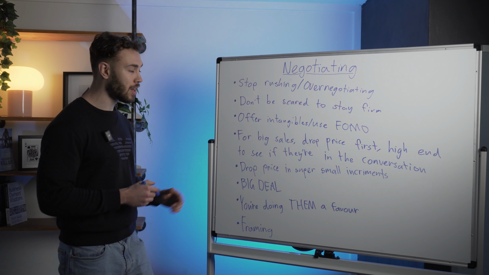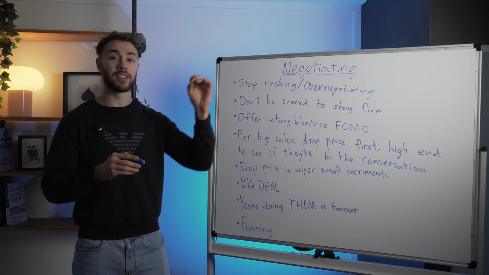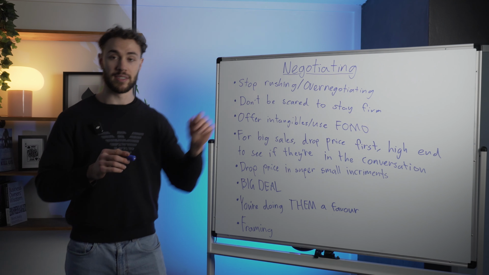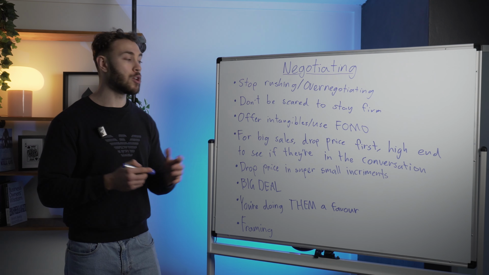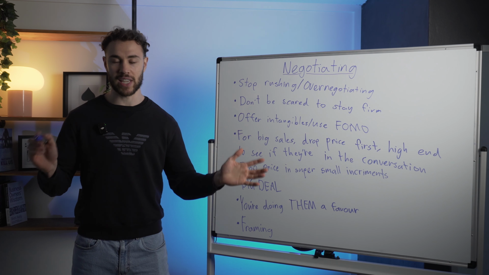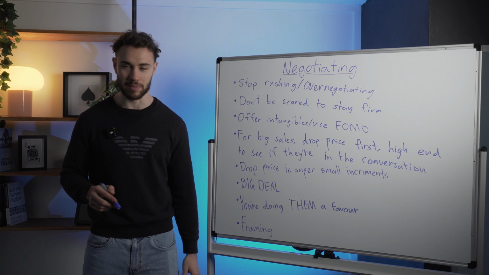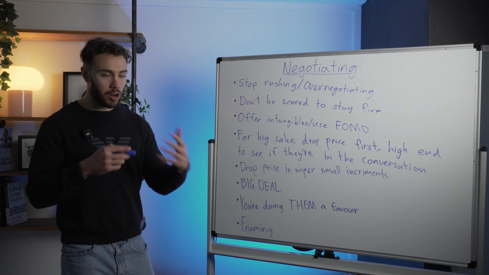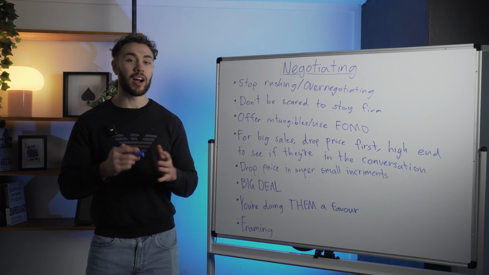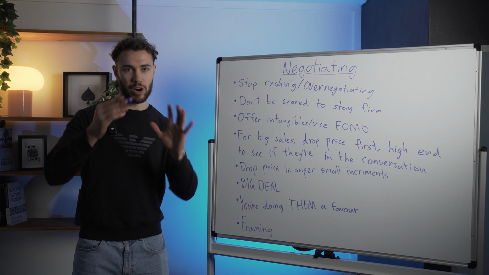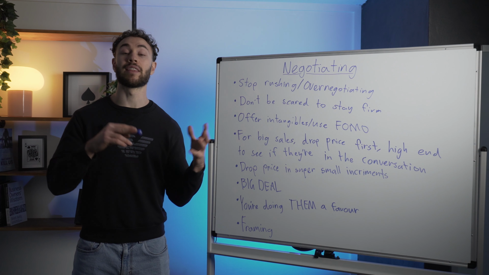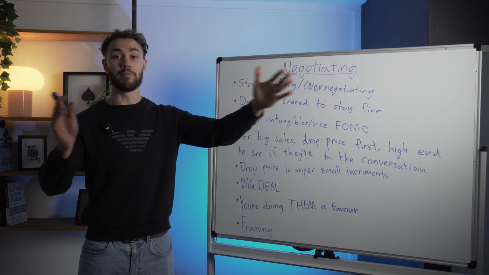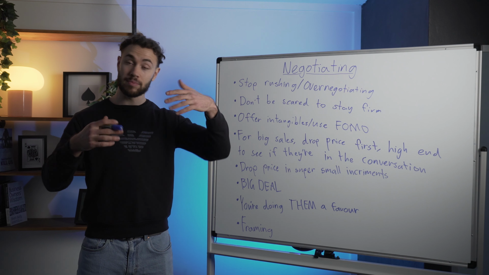Now, for big sales, I would advise dropping the price first. So you are the one to give them the price, and I would put it on the high end of what you are comfortable with. That way you can see if they're even in the same conversation as you. Some people want to pay like $20 for a custom. So when you're negotiating these big sales, often you are going to be negotiating and dropping the price down and trying to find something that works for both of you. That's how you get the best price, right? Drop a high price and then meet in the middle somewhere that works well for you.